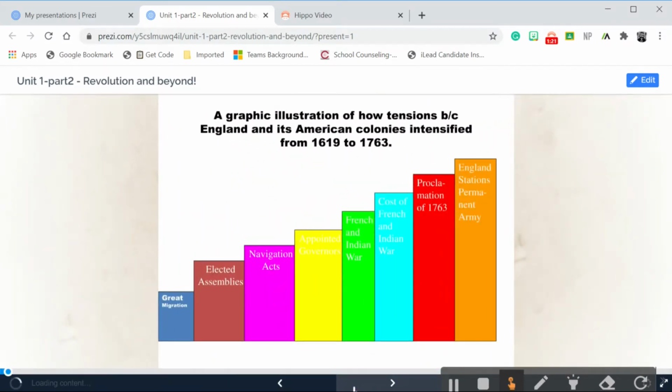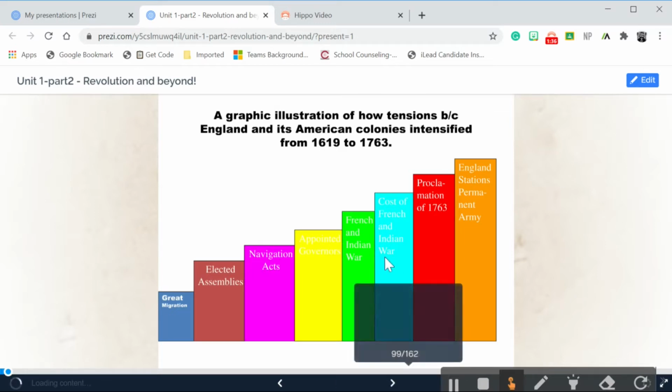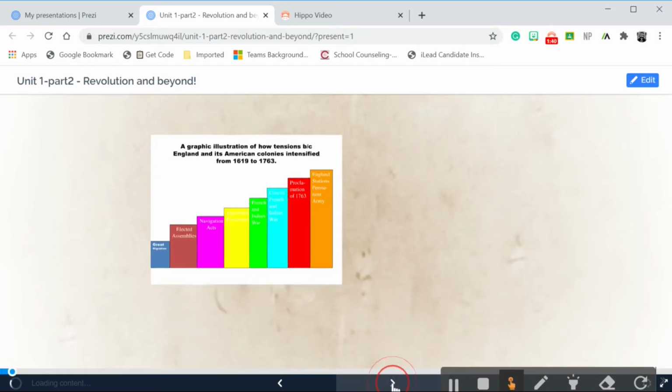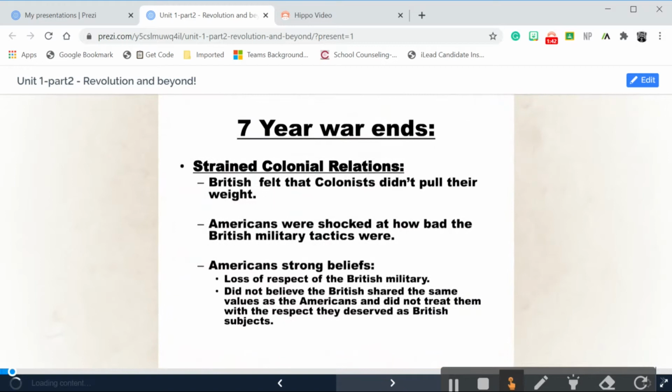So here is a graphic illustrating the tensions between England and its American colonies, and how they intensified. So you can see the Great Migration, basically when you have all the individuals moving from Europe to the Americas, elected assemblies, and you basically see where we are right now is right here, where England stations a permanent military. That's the last thing I just spoke of. Again, pause as you feel is needed.